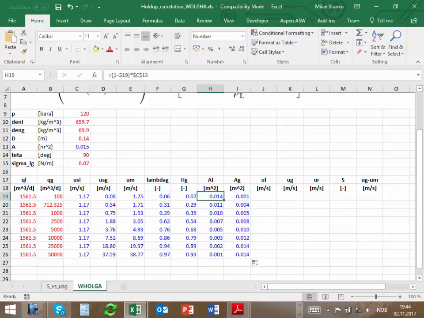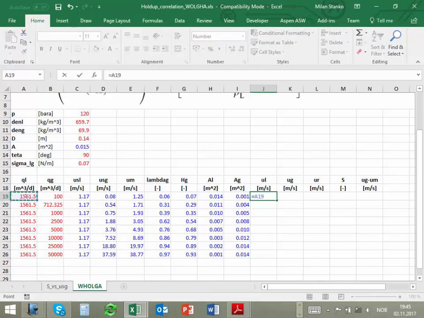AL here is 1 minus the void fraction times the cross-section area of the pipe. And this is just the void fraction times the cross-section area of the pipe. Okay, so this velocity is equal to the rate of liquid divided by the area of the liquid. But remember, we have to change units because we want it in meters per second. We have to multiply 24 times 3,600.